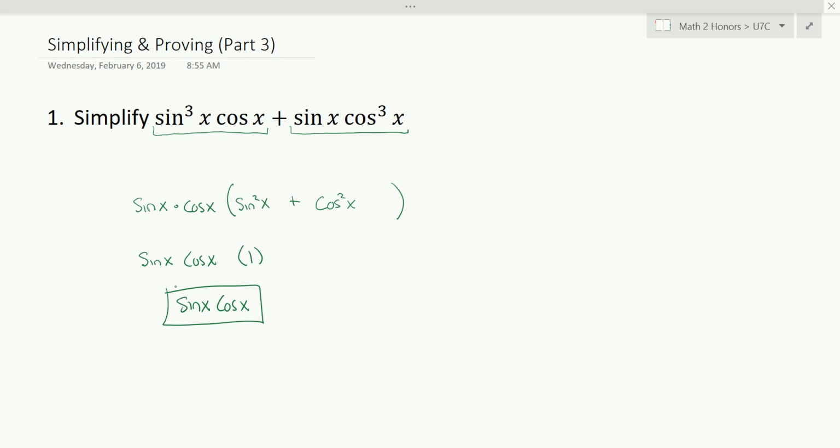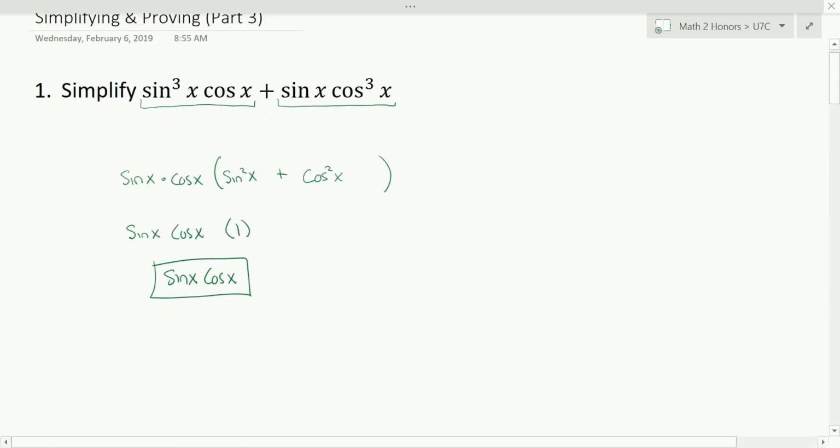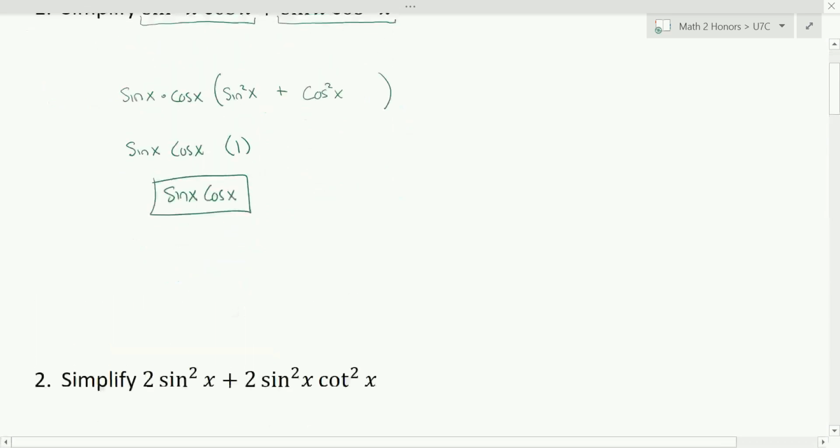Okay. Let's look at another one. Number 2. Simplify 2 times sine squared x plus 2 sine squared x cotangent squared x. Go ahead and write that down.